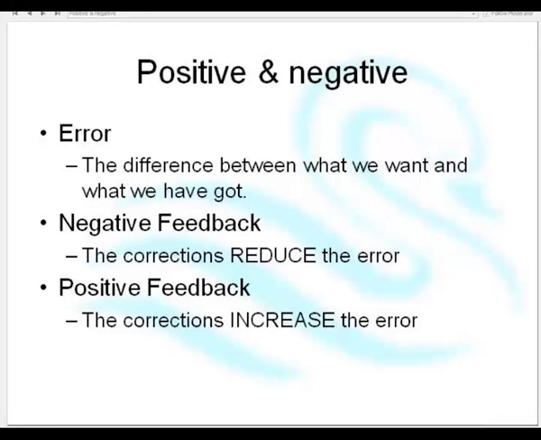You have negative feedback. Negative feedback reduces the error. So in other words, negative feedback gets us closer to set point. So negative feedback is a good thing. You can also have what's called positive feedback. Now positive feedback increases the error, makes it worse. Positive feedback would be like trying to put a fire out using petrol. It's just making things worse.